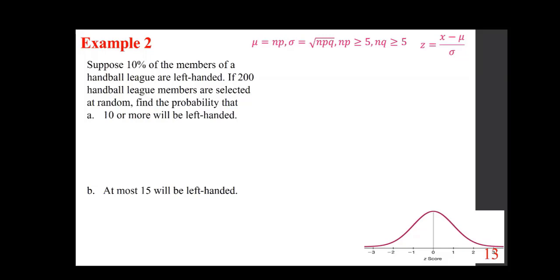We looked at the case where X had a specific value. Now we are looking at a case where X is less than, greater than, and so forth. So first, let's discuss the given. As we look at this question, we notice that members of a handball league are left-handed. That means what? You're either left-handed or not right-handed.